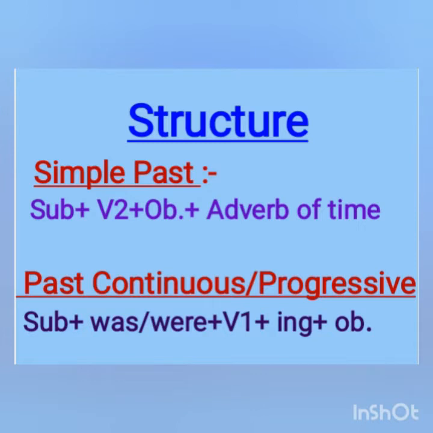Children, before we discuss the past continuous tense, let's talk about the structure of simple past and past continuous tense. Simple past structure: subject plus second form of verb plus object plus adverb of time like last night, yesterday, last evening, etc. Past continuous structure: subject plus was/were plus first form of verb plus ing plus object.